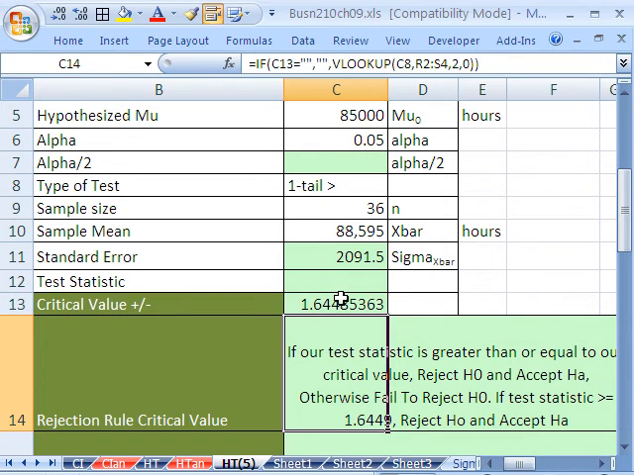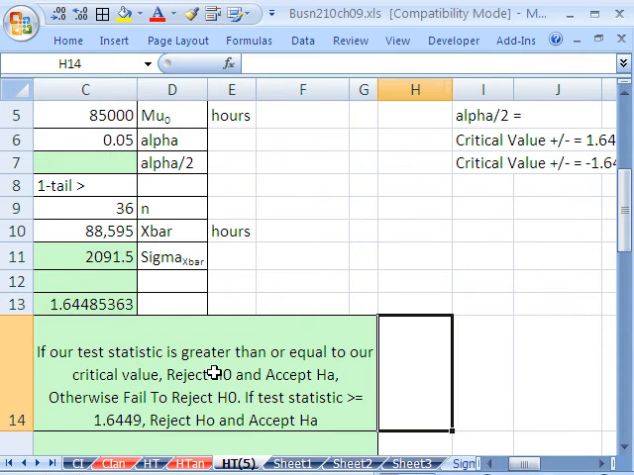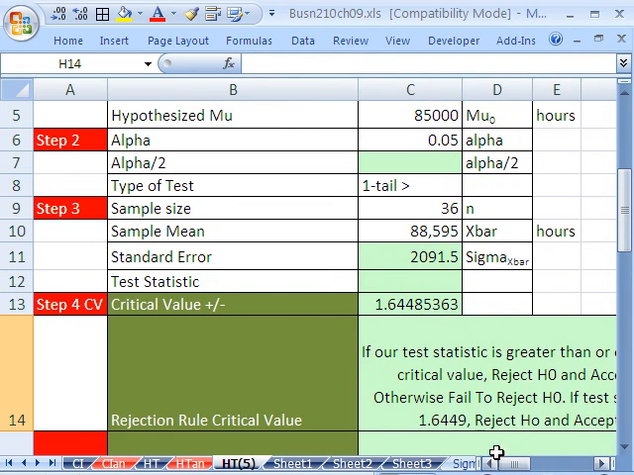All right, once we calculate that, we can state our rejection rule for critical value. If our test statistic is greater than or equal to our critical value, we reject H sub 0 and accept H sub a. Otherwise, we fail to reject H sub 0. If our test statistic is greater than 1.65 rounded, reject H sub 0 and accept H sub a.